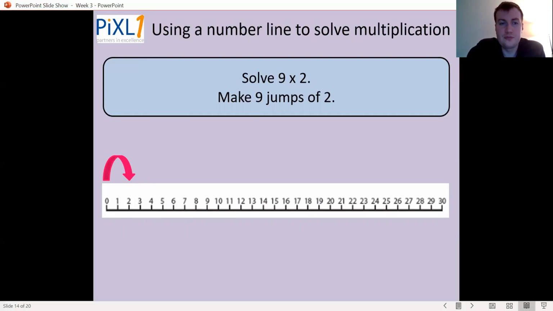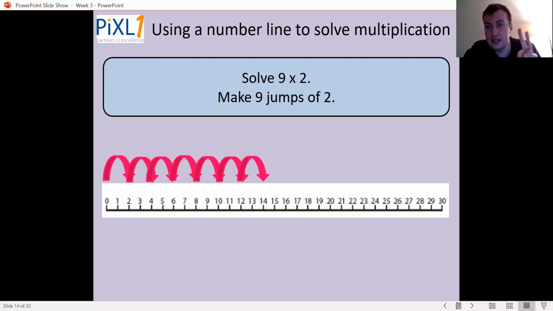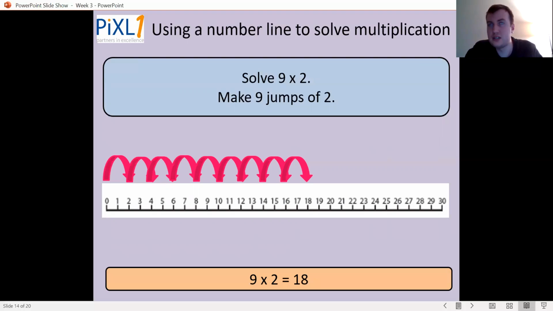Okay, so 2, 4, 6, 8, 10, 12. At this point, I've done 6 jumps, so I need to do 3 more. 14, 16, 18. So the answer, hopefully you got, was 9 times 2 equals 18.